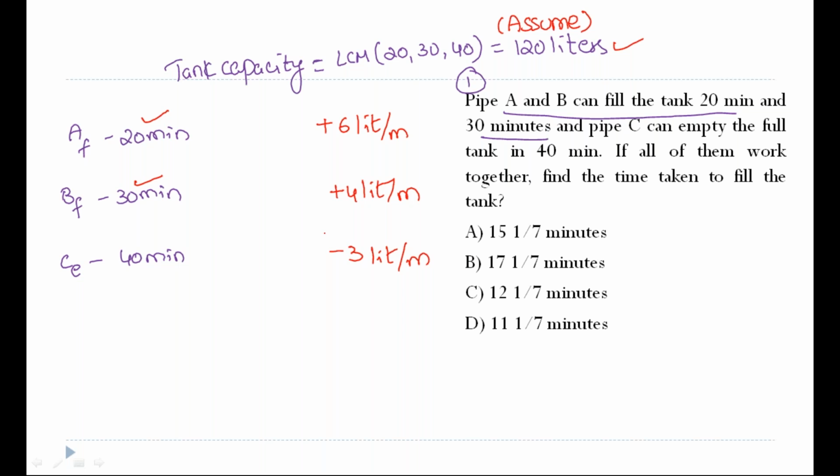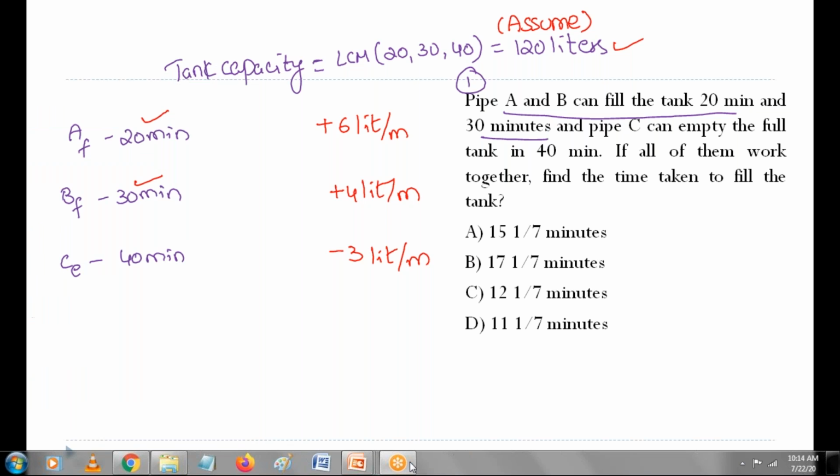Pipe C is removing the water. See this now. Previously, I didn't use plus and minus. Why? Because all are doing positive work in time and work, whereas in pipes and cisterns, this is the first question.